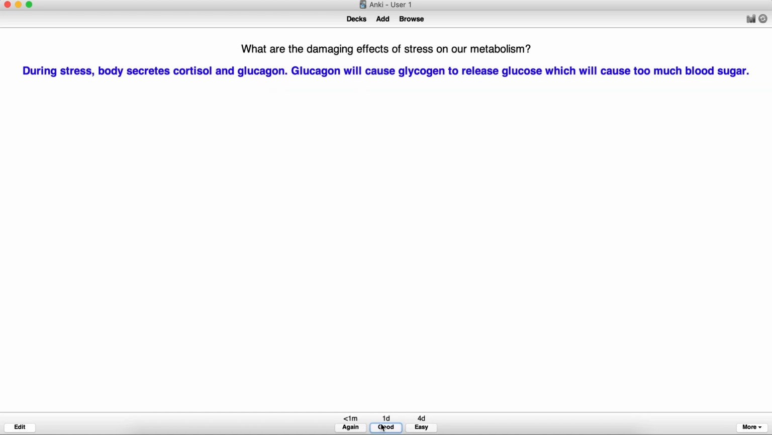What is the damaging effect of stress on our metabolism? So stress will release cortisol and glucagon, and glucagon will cause the secretion of glucose into the bloodstream, which raises blood sugar.